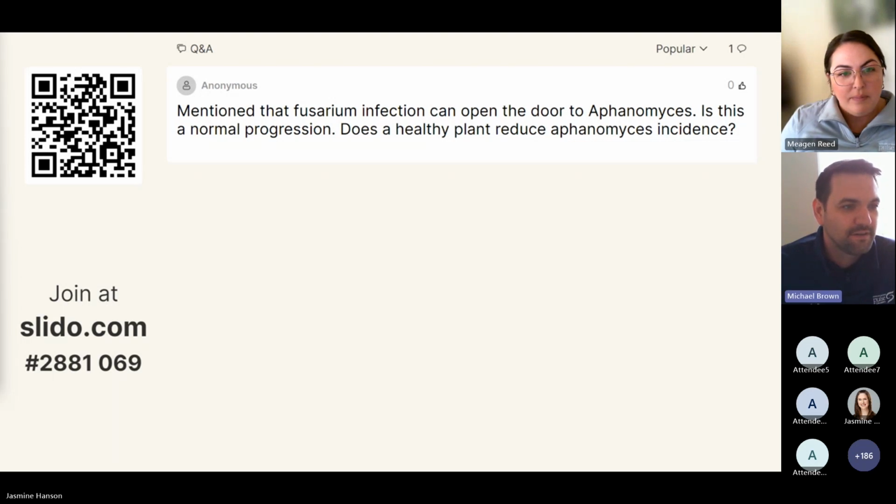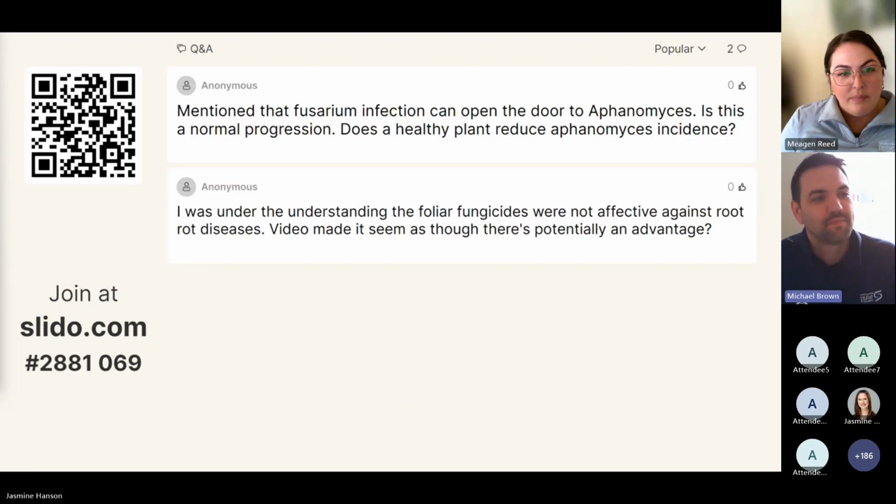First question we have here, I guess everybody can see this now too. We mentioned that Fusarium infection can open the door to Aphanomyces. Is this a normal progression? Does a healthy plant reduce Aphanomyces incidence?